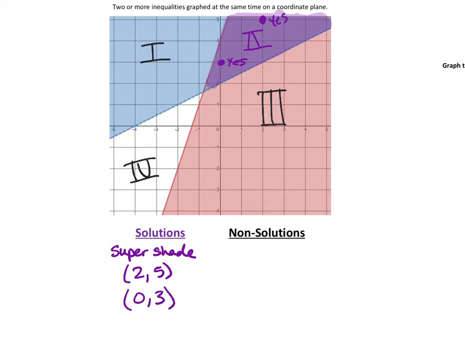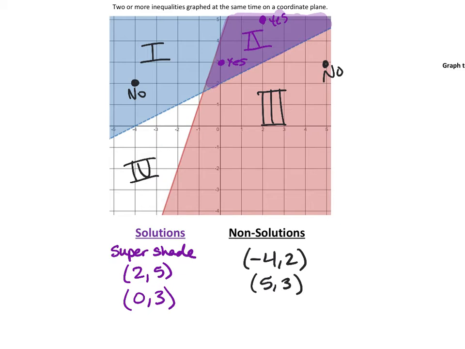So again, there are many solutions to a supershaded region, many solutions to a system of linear inequalities, which is where the graph overlaps both shaded regions. Anything not in those shaded regions is considered a non-solution. So anything in the blue region only, like (-4, 2), that is not a solution to this system. So no way. Anything over here in only red, like (5, 3), is not a solution.